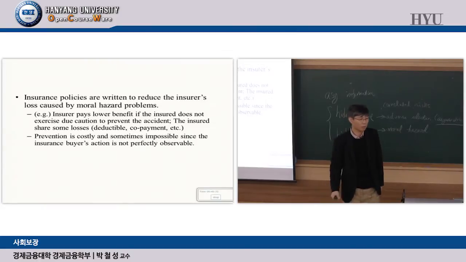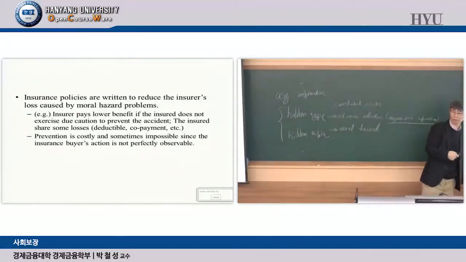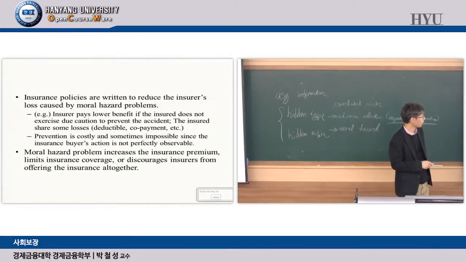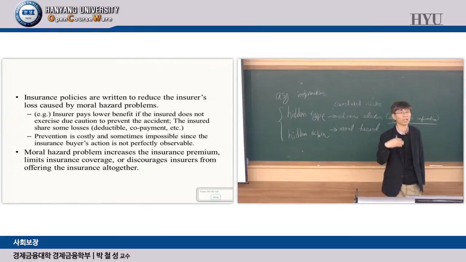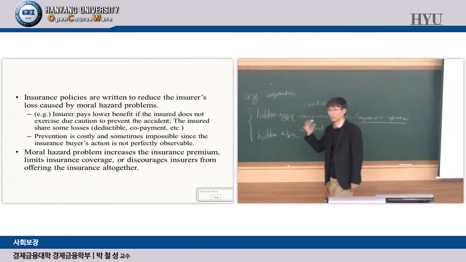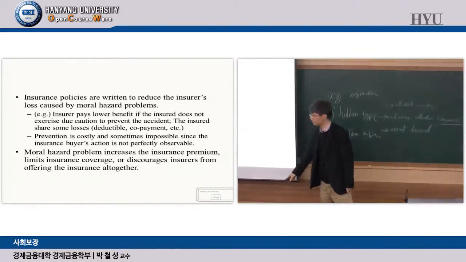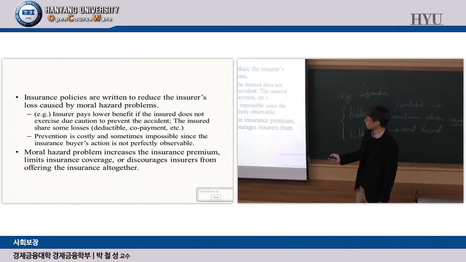So if the moral hazard problem is obviously a big issue, that will increase the insurance premium. Why? Because they have to prepare for certain issues, so they will increase premiums and limit the insurance coverage, right? So something is covered, something is not covered. Or sometimes they discourage offering the insurance altogether. We are not going to sell any insurance, because this one has the potential of a very high moral hazard problem. So that is the situation now.